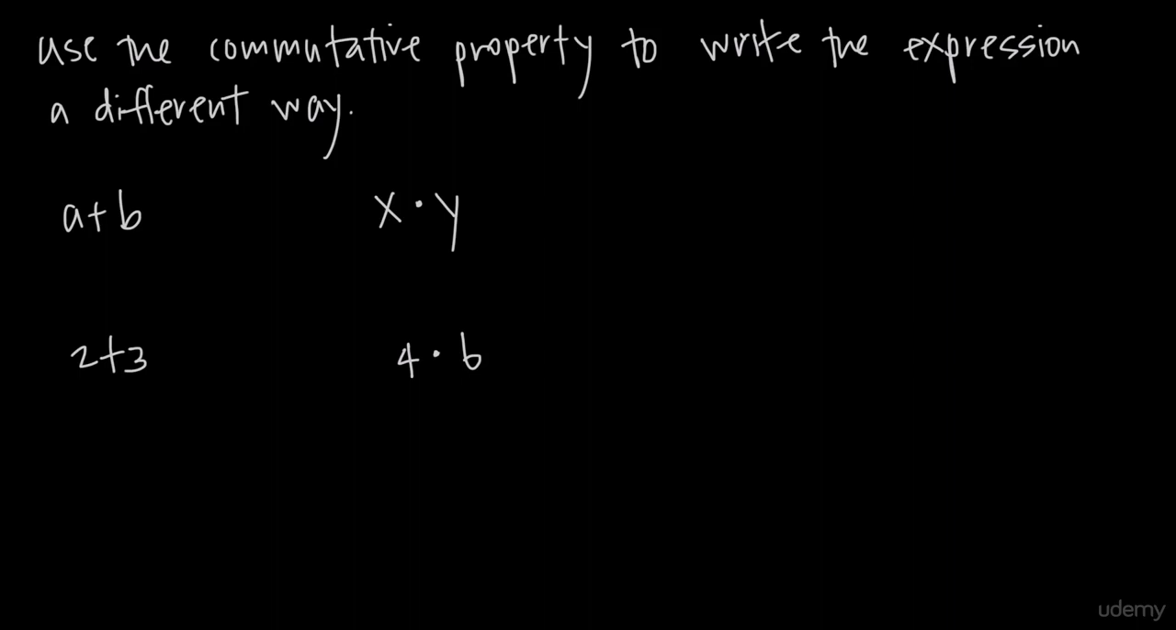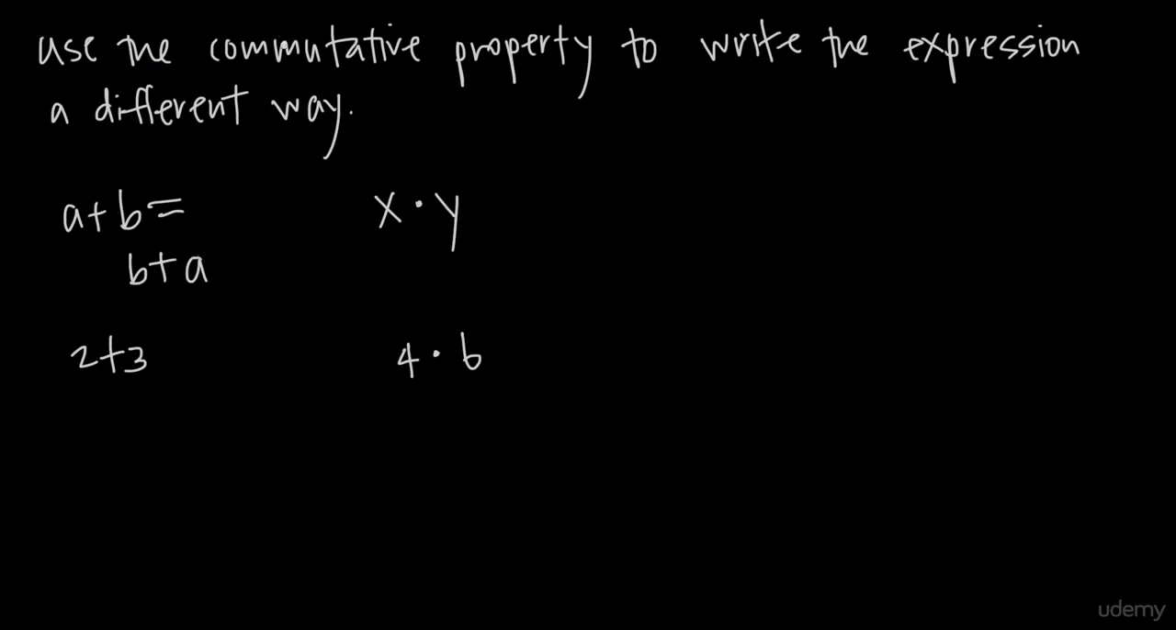In this video, we're talking about the commutative property, which is one of the properties of algebra. And basically, the commutative property tells us that a plus b, for example, is exactly the same thing as b plus a. So this is going to be equal to b plus a. There's no difference here.